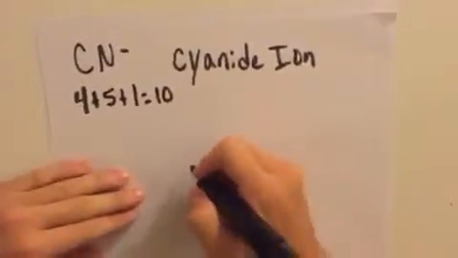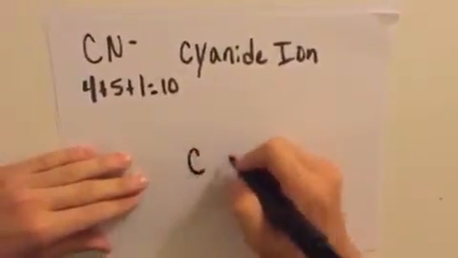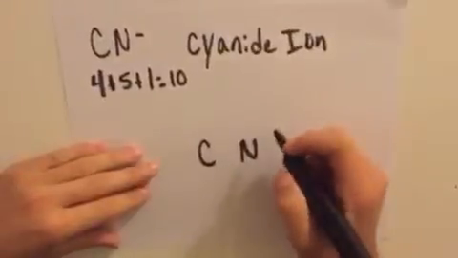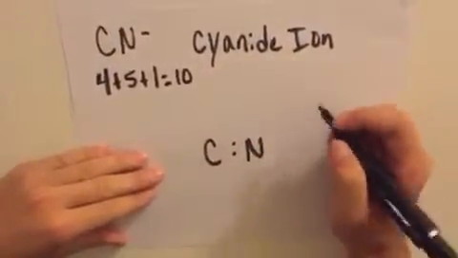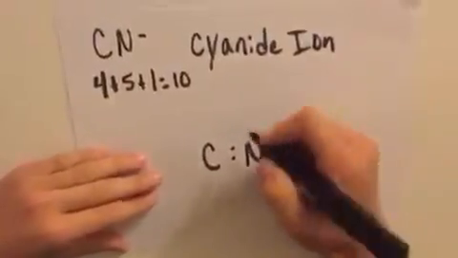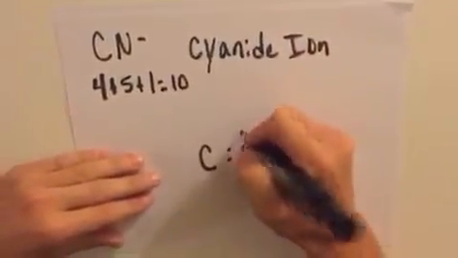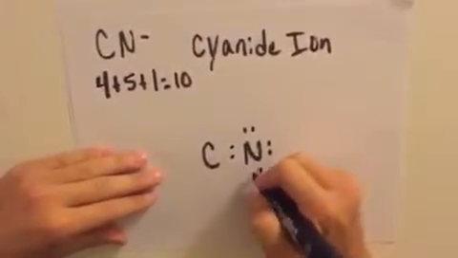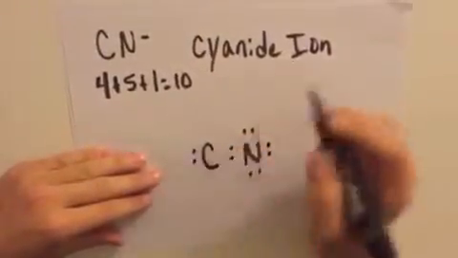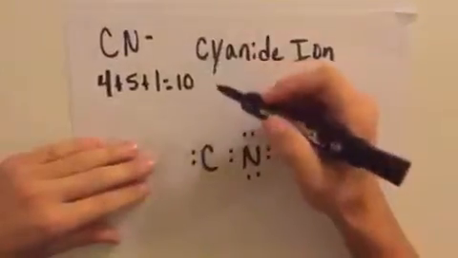Next, we draw the structure and put bonds between it. Then we surround it with the rest of the bonds. That is all 10 valence electrons.